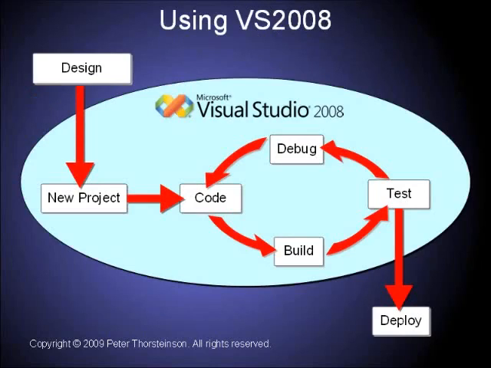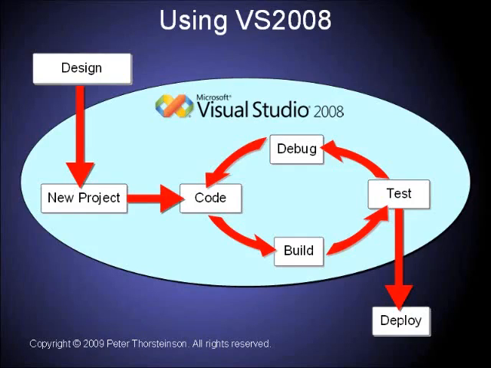Now, how do you go about using Visual Studio 2008 in a typical working day? Well, when you first start off with an idea of what you want to create, you design it. And then you get into Visual Studio 2008 and you say File, New Project. You choose the template, it goes and generates some starter code for you. You edit that code, you do your programming work, and when you are ready to try it out, you do a build, and then you go and test it.